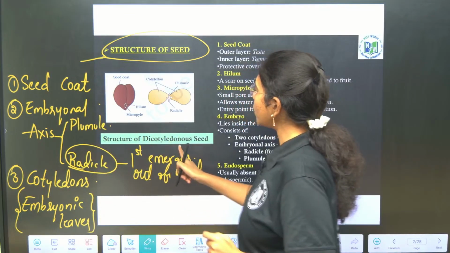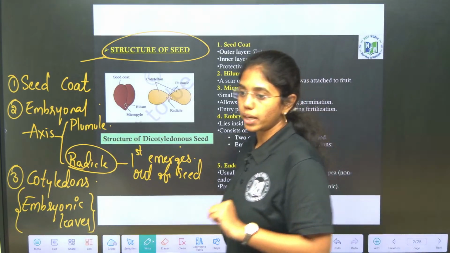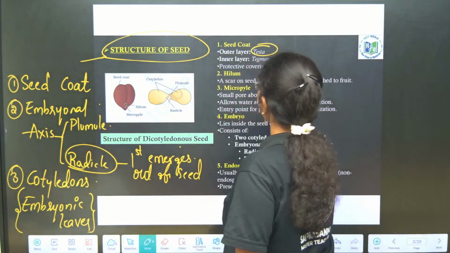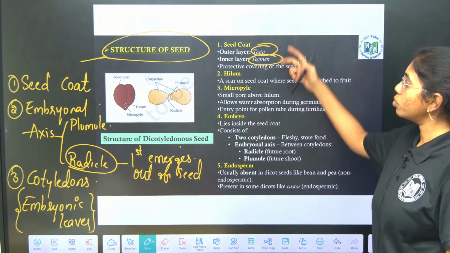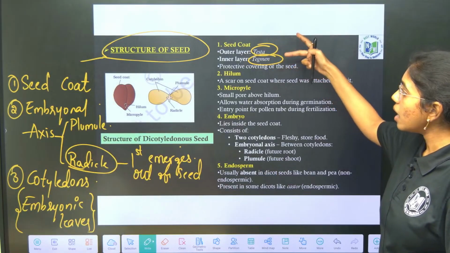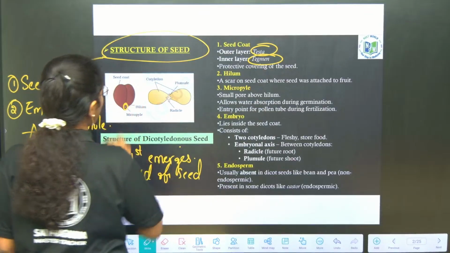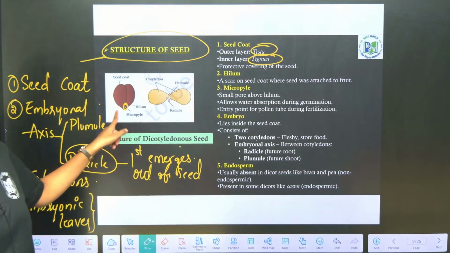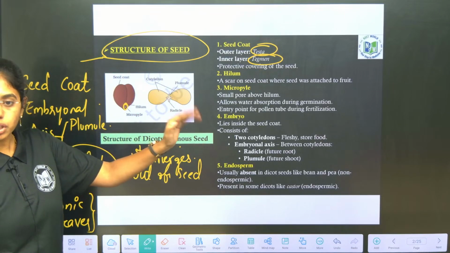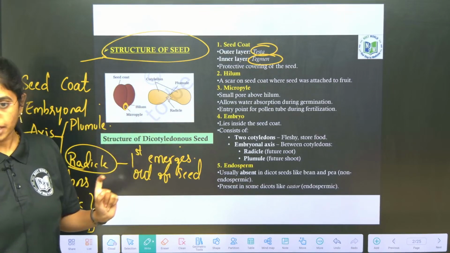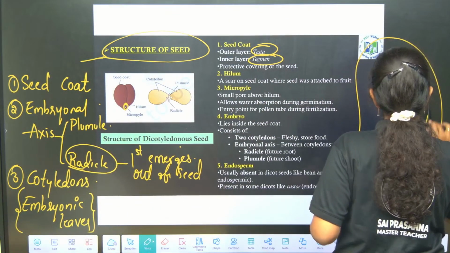So when you observe the structure of a dicot seed, the seed coat is made up of 2 layers. Outer layer is called testa, inner layer is called tegmen. Dicot seed has 2 seed layers. And there is a small scar on the seed coat, which is called hilum. So what is seed? Post fertilization, ovule is turning into seed. Yes or no? In ovule, let us once recall the parts of the ovule.